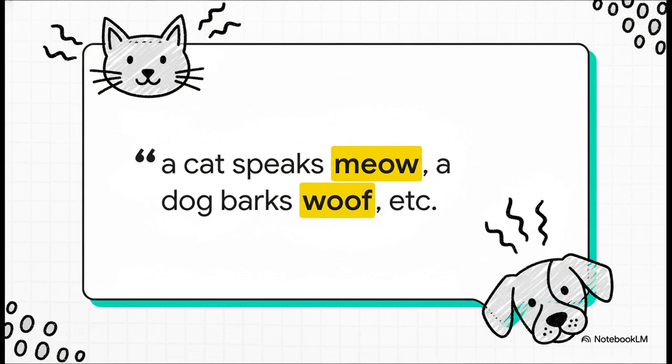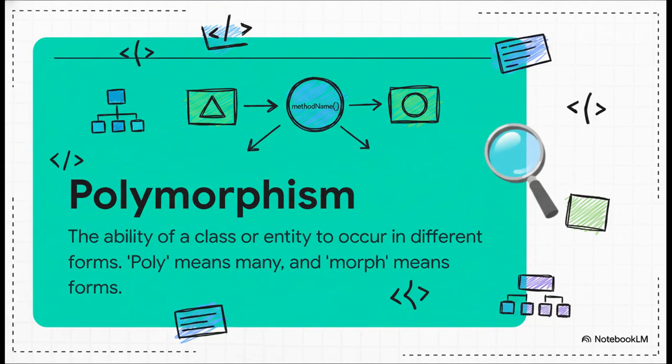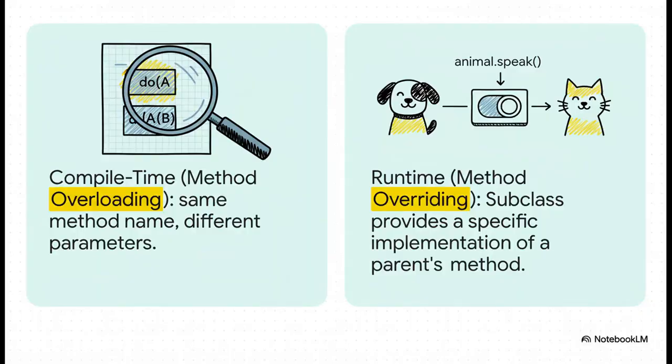That's polymorphism. So, in the world of code, this means we can have a single method name, like calculate area, that can do different things depending on whether it's called for a circle or a square. It makes your code incredibly flexible. Now, this is where it gets really interesting, because polymorphism isn't just one thing. In Java, it comes in 2 main flavors.